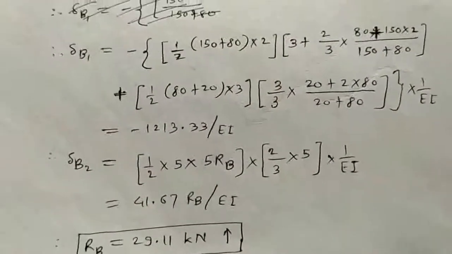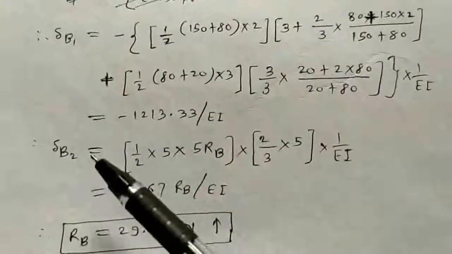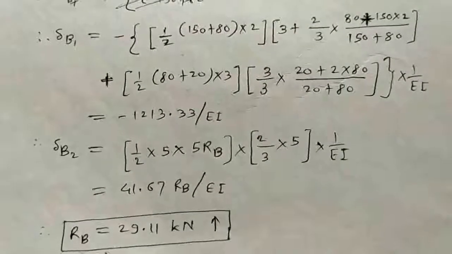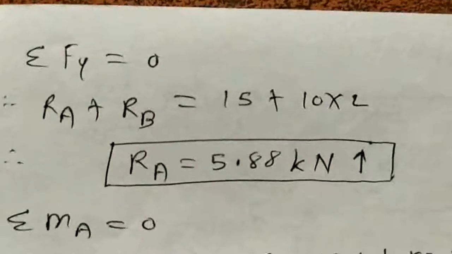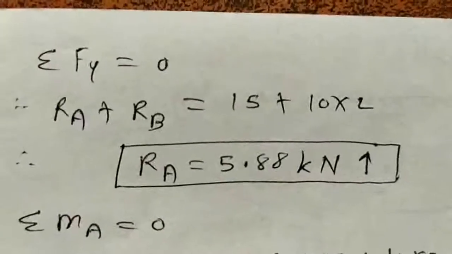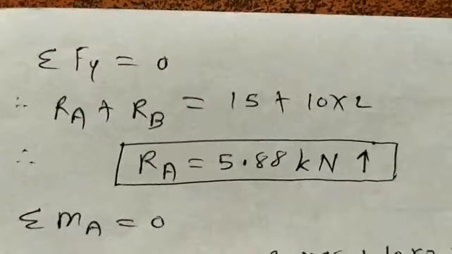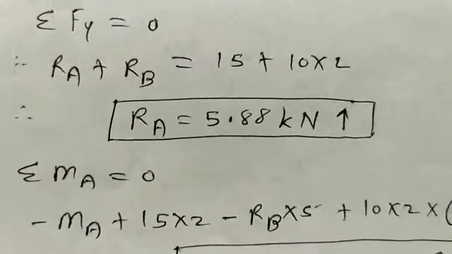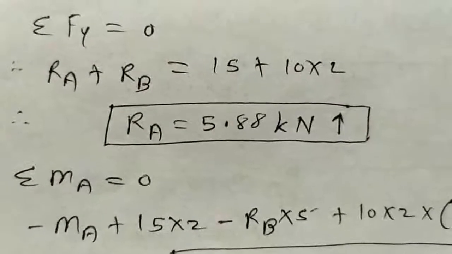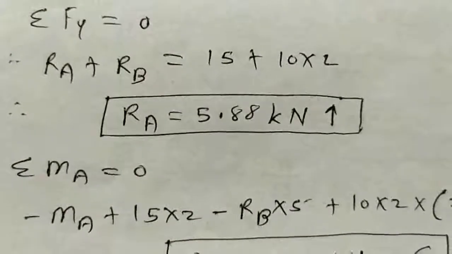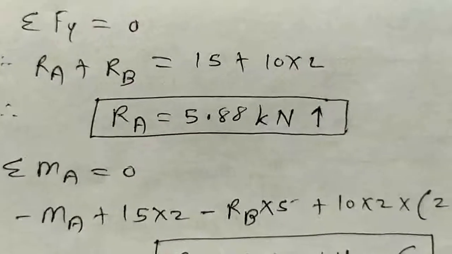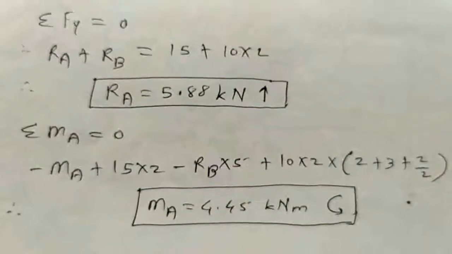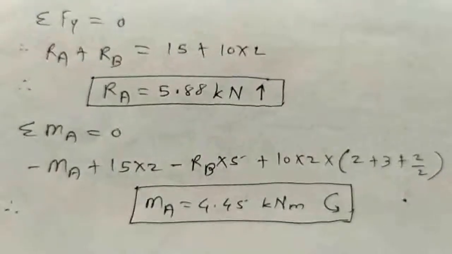Now by application of the compatibility equation, that is delta B1 plus delta B2 equal to 0, that is this plus this equal to 0, we are getting the reaction RB. After getting RB, just apply the equilibrium equations. We are getting the reaction RA. Next, we'll assume the direction of moment at A, that is, I'm going to assume MA as anticlockwise. So apply this equilibrium equation, that is moment at A equal to 0. By taking moment at A equal to 0, we are getting the moment MA.